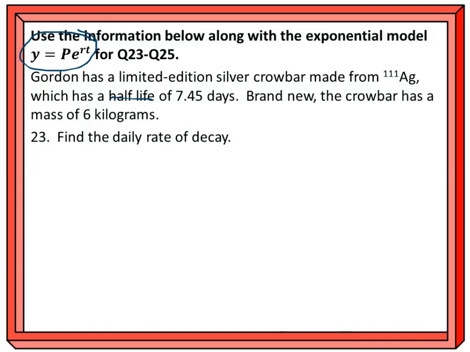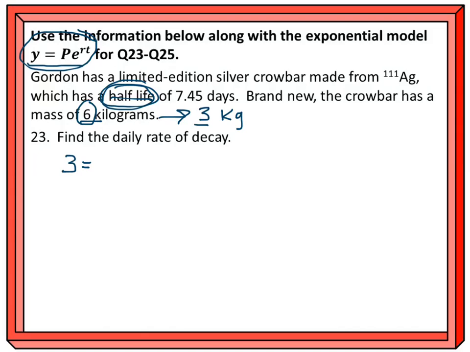Okay, so find the daily rate of decay. The daily rate of decay is based on this thing called half-life. Half-life is, if I have this unstable material, the amount of time that it takes for the material to decay to half the amount that you originally had. If I had 6 kilograms, then in 7.45 days, I'm going to end up with 3 kilograms. Okay? So we're just going to set that up in this equation where P is the original amount. It's like the principal whenever we're talking about money, which is 6 kilograms, and Y is what we're going to end up with, which is 3.